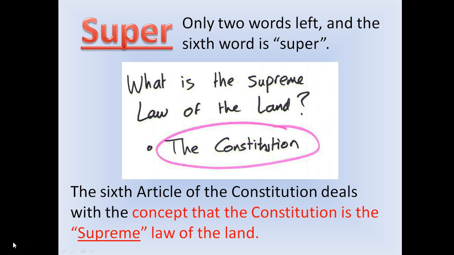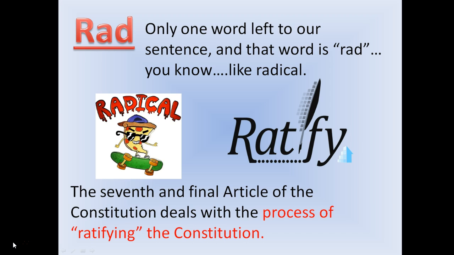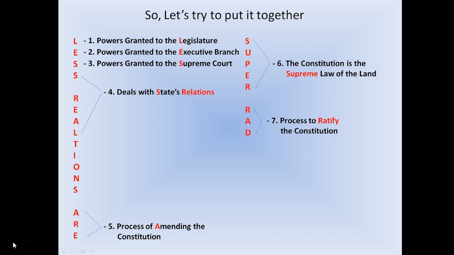Only 2 words left. And the 6th word is super. What is the supreme law of the land? The Constitution. The 6th article of the Constitution deals with the concept that the Constitution is the supreme law of the land. Super. Rad. The only word left to our sentence, and that word is rad. You know, like radical or ratify. The 7th and final article of the Constitution deals with the process of ratifying the Constitution.